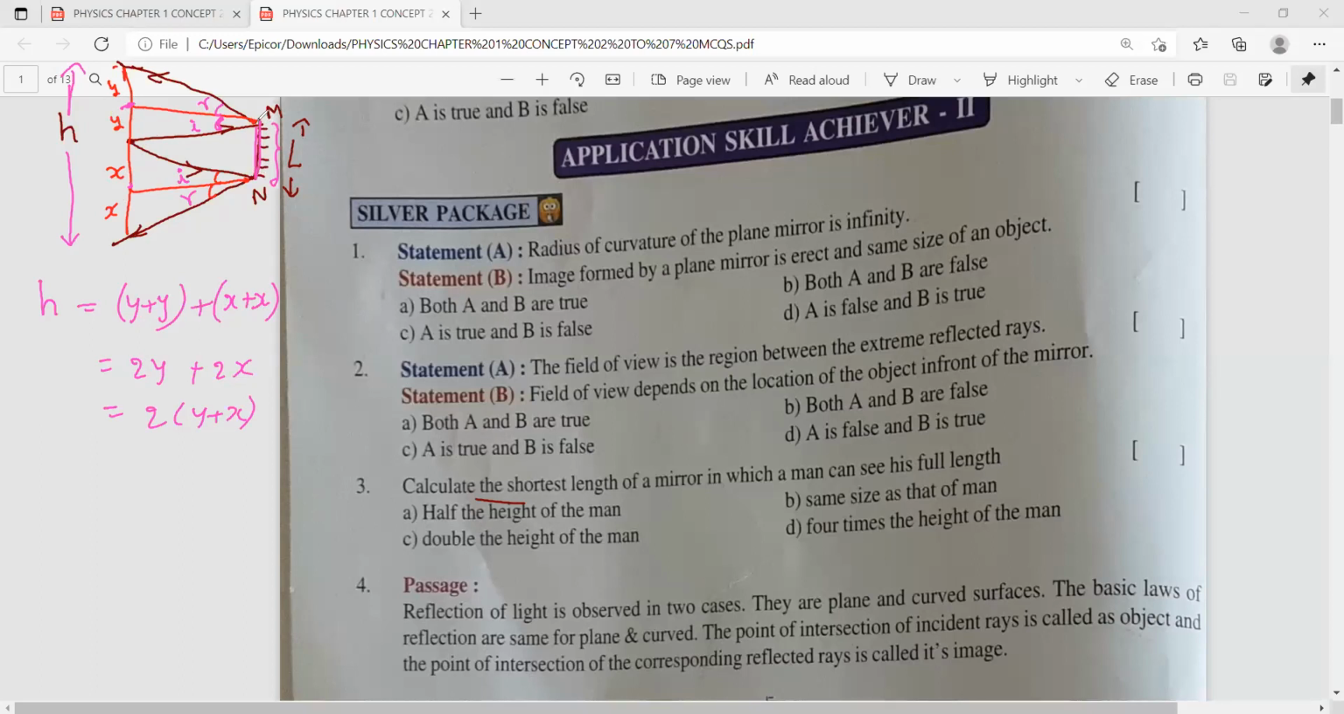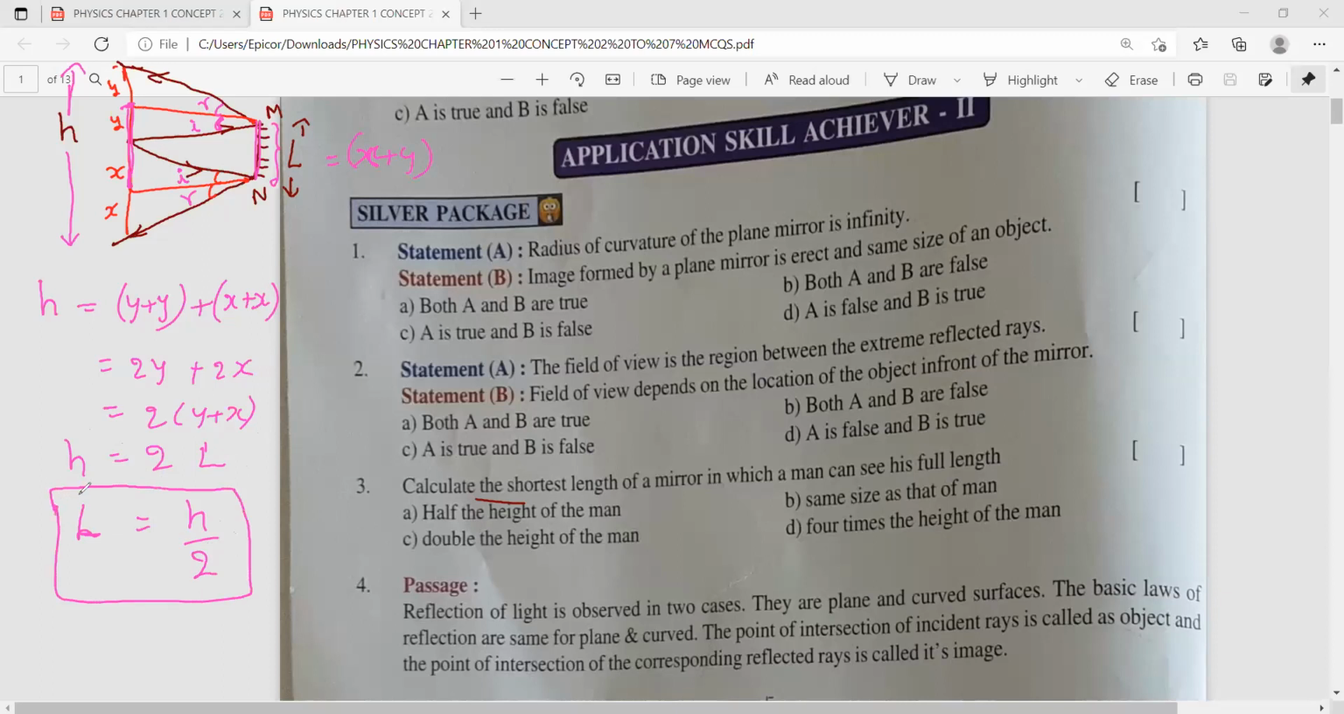Or else just observe the figure carefully. Whatever length is there, that length and this line are both equal, because the two normals are parallel to each other and perpendicular to the mirror. So x plus y is nothing but L, because one x and one y give you the length. So the height of the man is equal to two times the length, or the length of the mirror required to see his full length is h by 2. The 2 I am going to send up. So this is the answer.